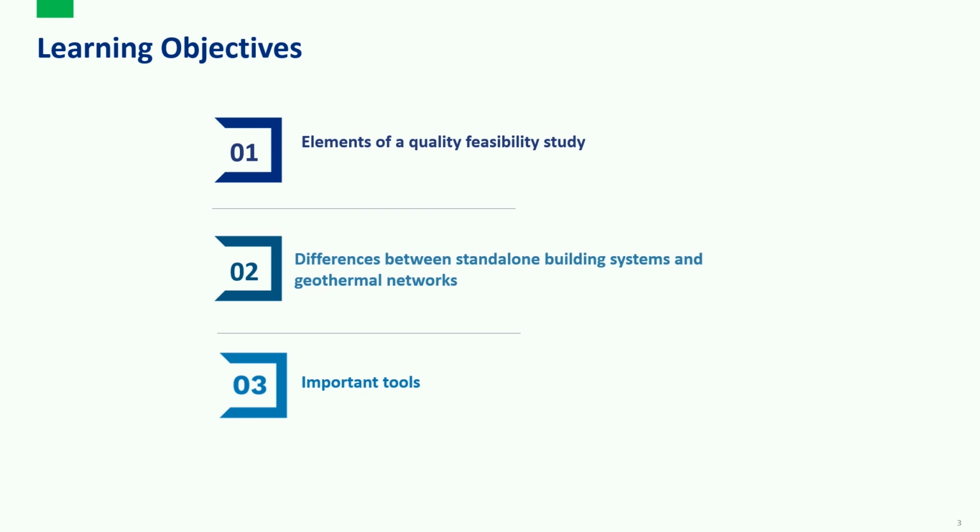So learning objectives today, we want to talk a little bit about the elements of a quality feasibility study. What's the difference between doing a standalone building and a network? And then what are some of the tools that we would use to perform this work? I will say that this is going to be a little bit more on the technical feasibility side. So how do we get ourselves some of the data that we might use as inputs to the tools that Scott was just talking to, which really focus more around doing the financial pro forma and seeing how geothermal impacts your project.